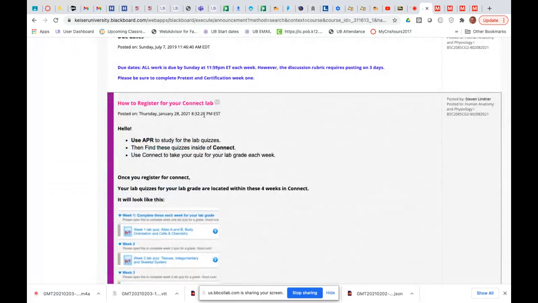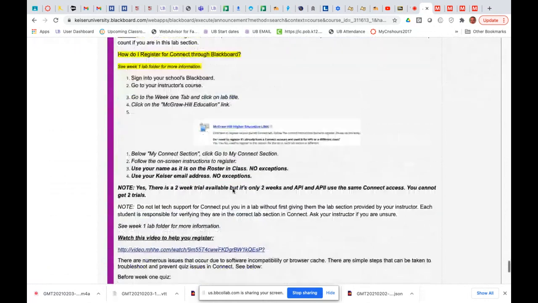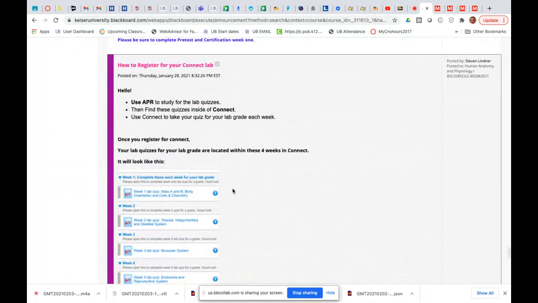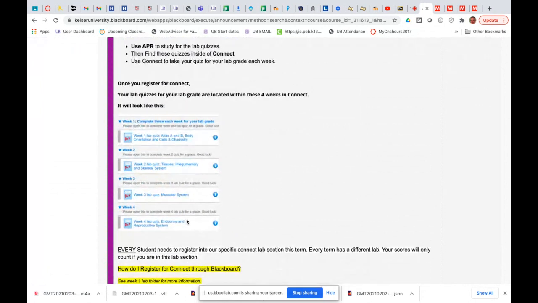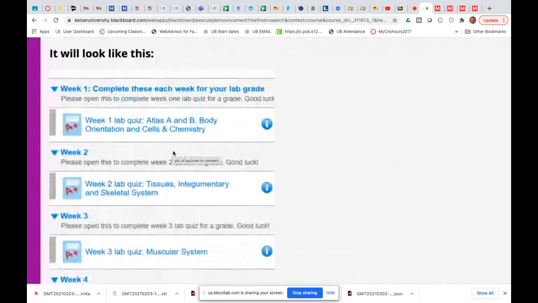One of them goes through how to register for Connect. I will discuss what Connect is, but Connect is where you'll be doing your lab learning and your lab quizzes. Under Connect, after you register, and these are the instructions as to how to do that, you will be able to access your textbook that comes in an ebook form. You'll get the APR, which is Anatomy and Physiology Revealed, and you'll be able to access the weekly quizzes that are here. And it pretty much looks like this.